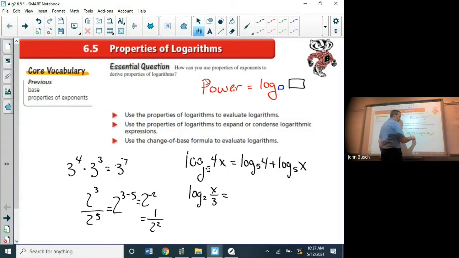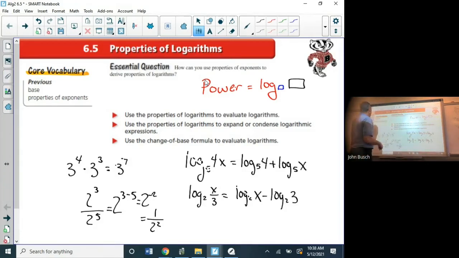So when you have the log of a quotient, a division thing, you get log base 2 of x minus log base 2 of 3. You can rewrite the log of a quotient as the difference of two logs. Okay, and that's a thing.